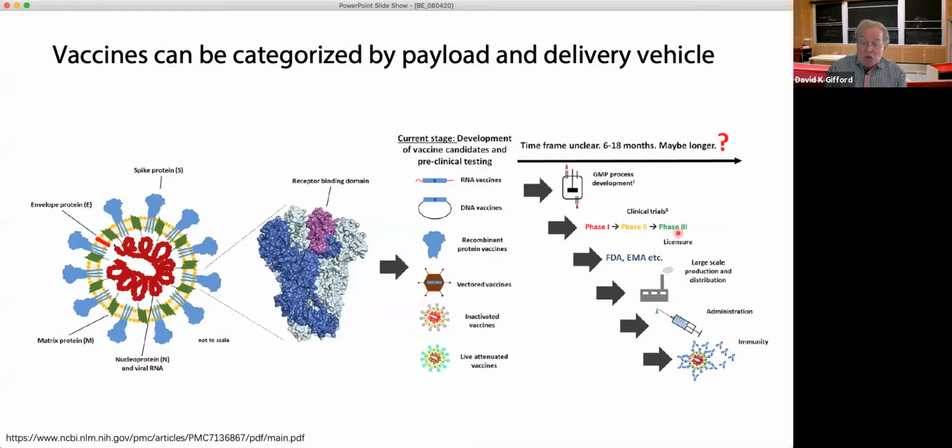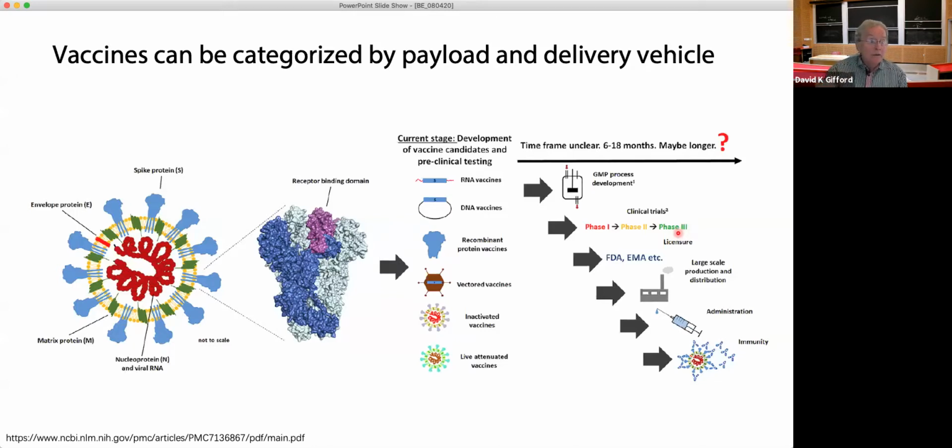Now, vaccines can be characterized both by their payload, that is what immunogen they're delivering, and their delivery vehicle. And it's important to separate those two things, right? We hear a lot about RNA vaccines, DNA vaccines, and so forth. Those are all delivery vehicles. What we also are concerned with is the payload, what immunogen they're delivering to basically train our immune system to recognize aspects of the virus. So later on, if we're exposed to the virus, our immune system is primed to be able to deal with it effectively.